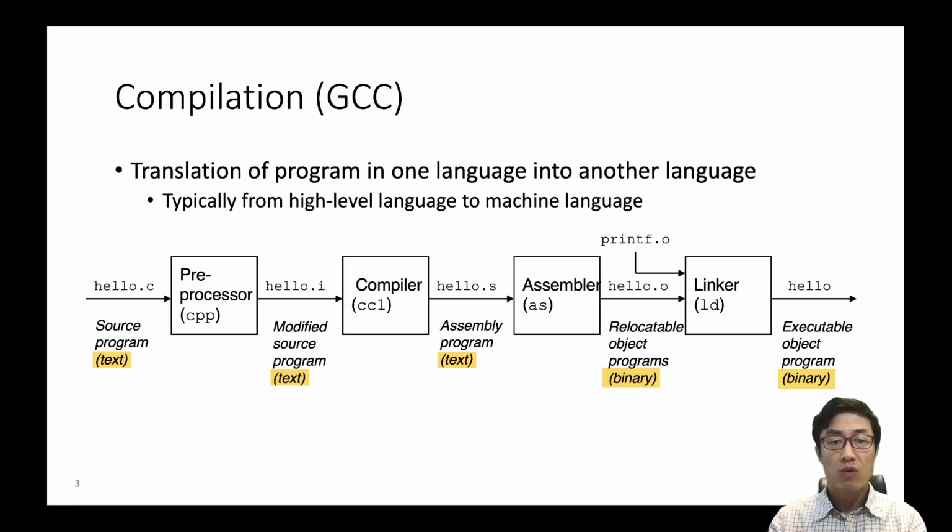The modified source program then is fed into the second stage, called the compiler. The compiler transforms the modified source program in a high-level language into an assembly program in a completely different low-level language. This task is a core part of compilation, where most significant and intelligent changes are made. Note that the assembly program is still in text format, meaning if you open the file using a text editor, you will be able to read the assembly program.